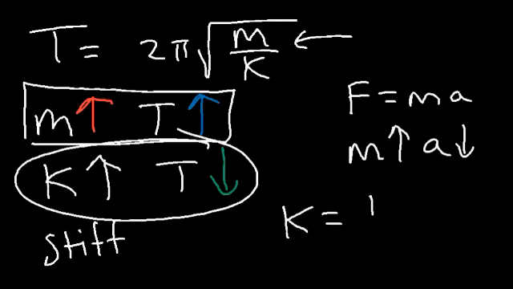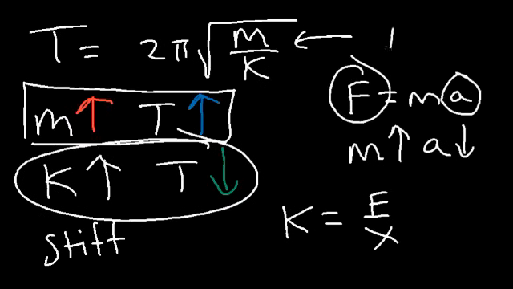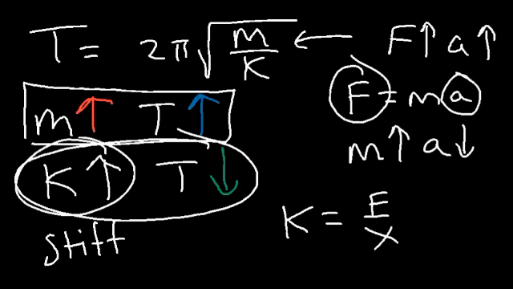So keep in mind, k is F over x. So a large k constant means that a greater force is required to stretch it the same distance. And if the force is greater, the acceleration will be greater as well. And a higher acceleration means a fast moving object. It can quickly gain speed. And if the object is moving faster, then it's going to take a shorter time to oscillate back and forth. And so that's why as you increase the value of k, it oscillates faster and the period is reduced.